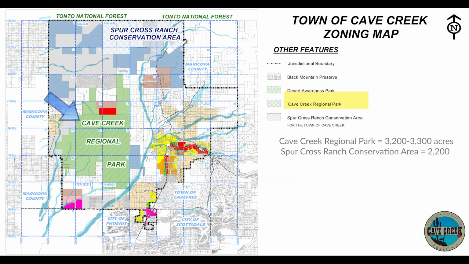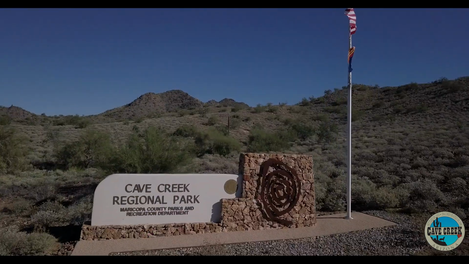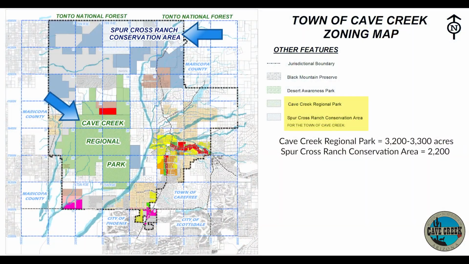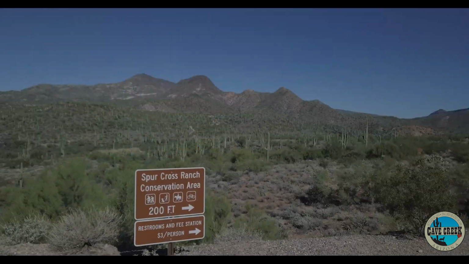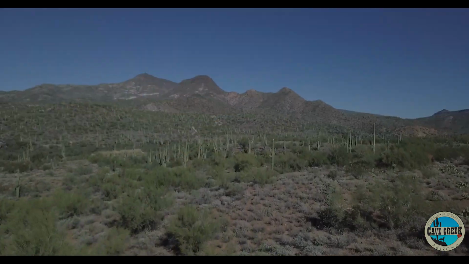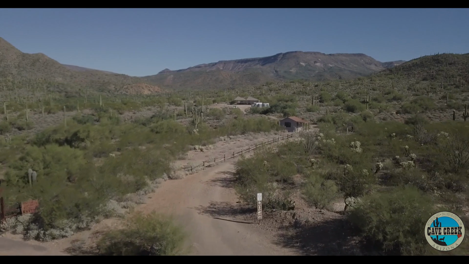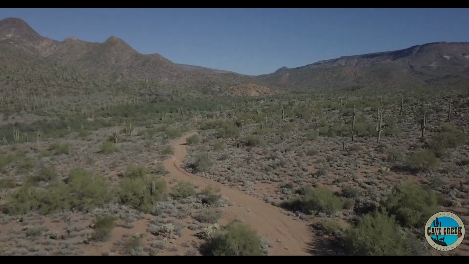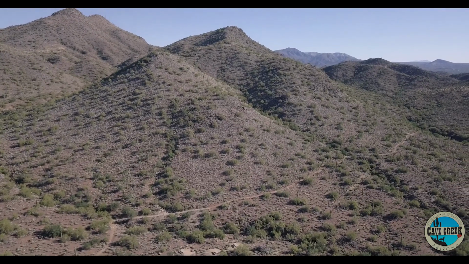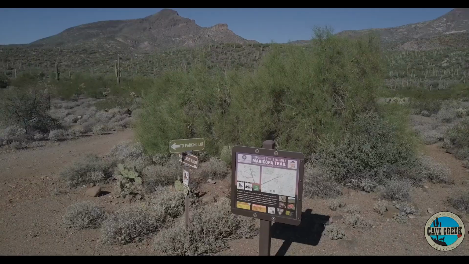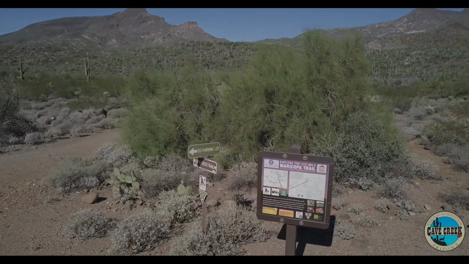Cave Creek Regional Park, with its approximately 3,200 to 3,300 acres, as well as Spur Cross Ranch Conservation Area, with its approximately 2,200 acres, are both located within the town's jurisdiction. The town's parks and conservation areas are the crown jewels of the town, with amazing trails and desert vistas.